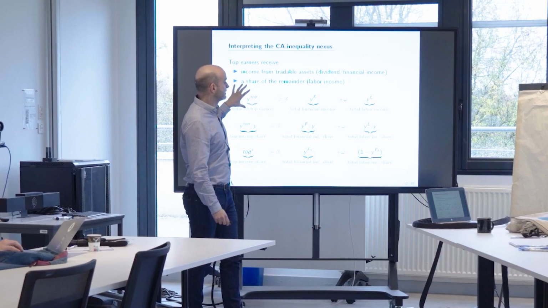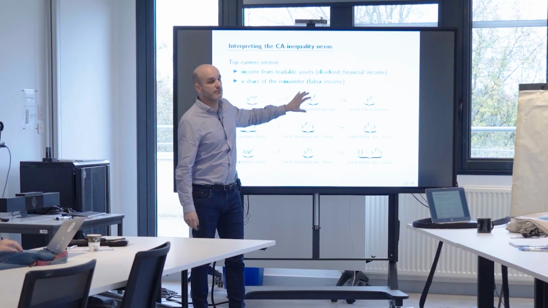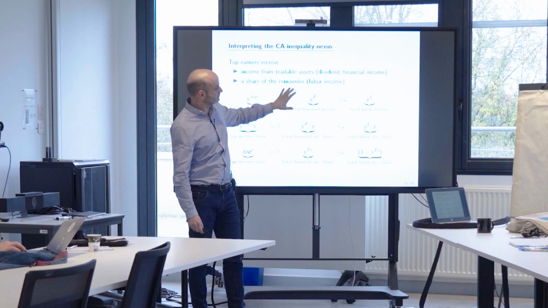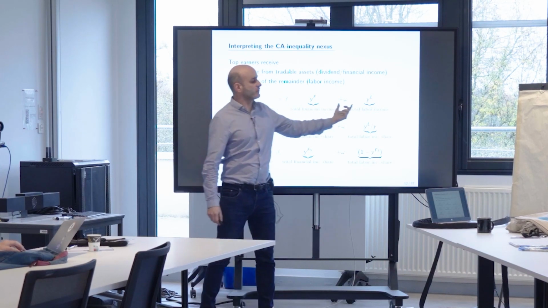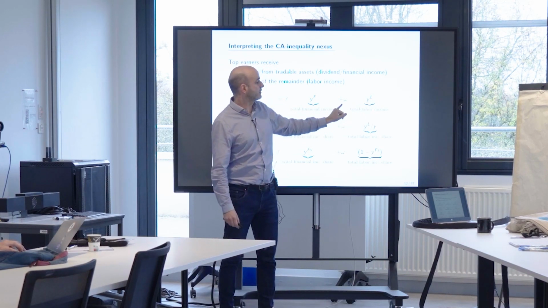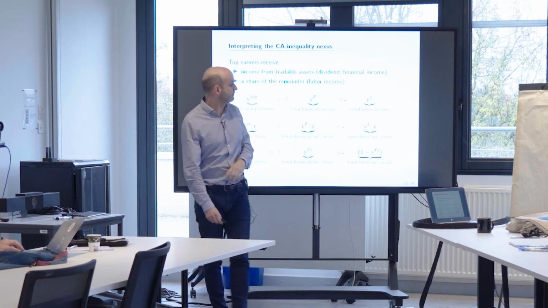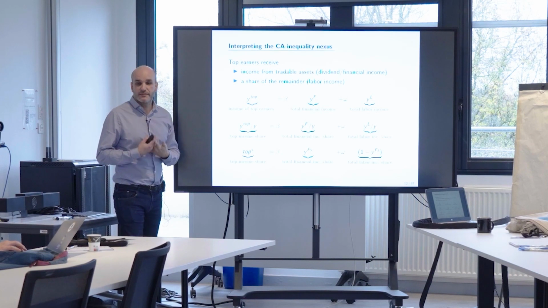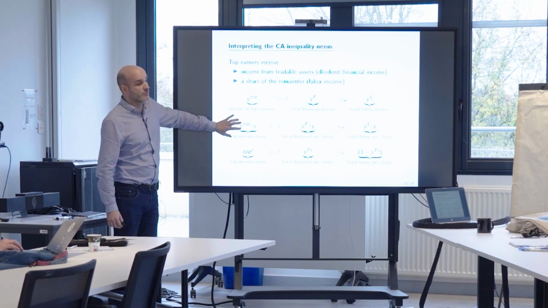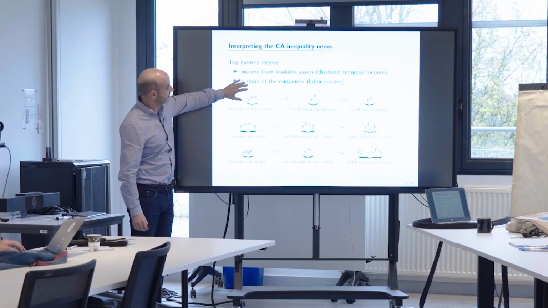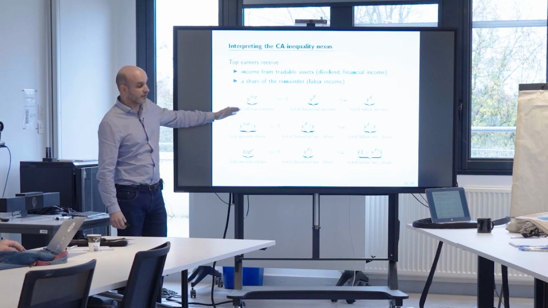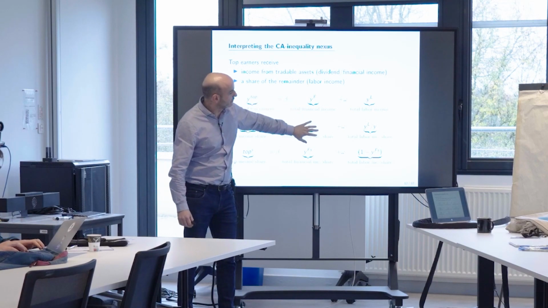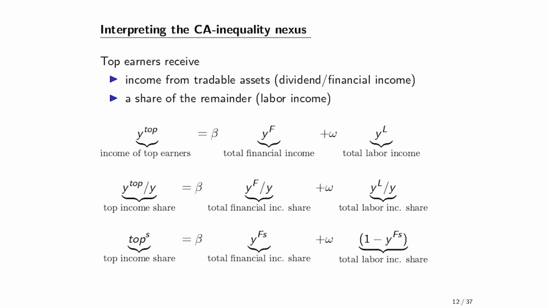So the top earners, they get a fraction of financial income, a big fraction. I will argue that beta is not far from 1. And they also get a fraction of the labor income. Okay, so they get omega of labor income, beta of financial income. Now, what we have in the Piketty's database is the top income share. So it's this divided by GDP. And when I do the division, then you have now the financial income share and the total labor income share.